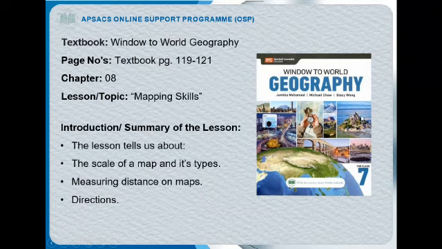Textbook: Window to World Geography for 7th level. Textbook pages 119 to 121. Chapter 8. Lesson or topic: Mapping Skills. Introduction or summary of the lesson. The lesson tells us about the scale of a map and its three different types, measuring distance on maps, that is straight line distance or curved line distance, and directions.